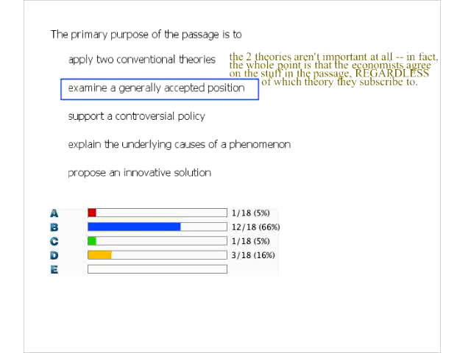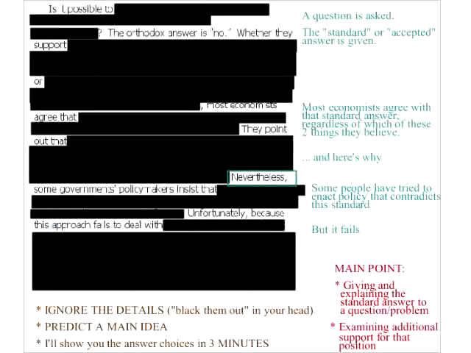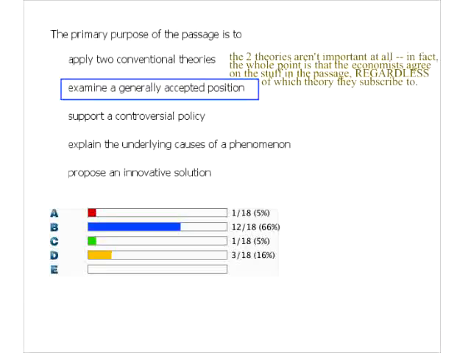Support a controversial policy? No way. Because here's your controversial policy, and they say it fails because it fails to deal with so-and-so. So they introduce a controversial policy, and then they're like, that doesn't work, and here's why it doesn't work. So quite the opposite of what it says here. So the passage gives reasons why the controversial policy will fail.